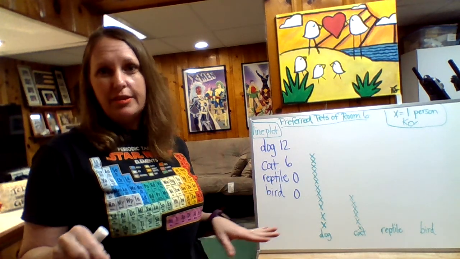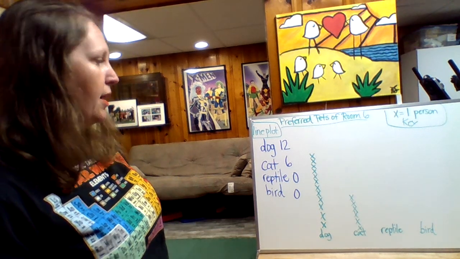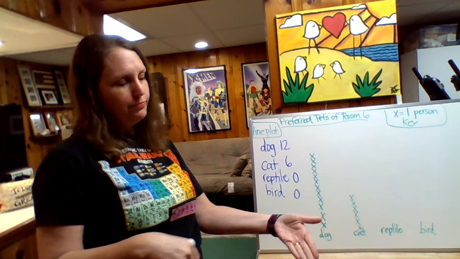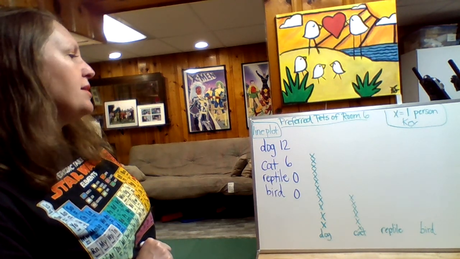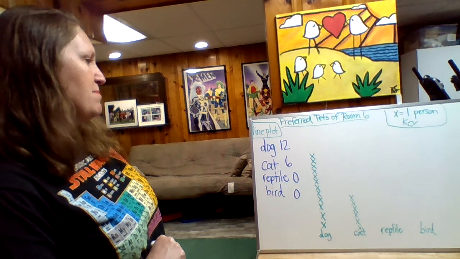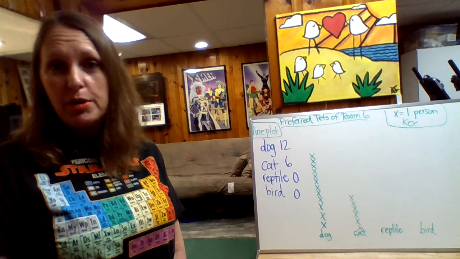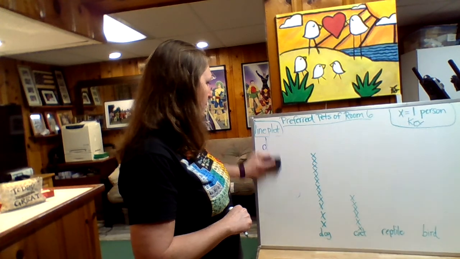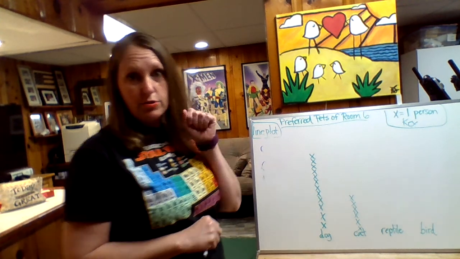Now it's ready for us to ask some questions, such as, how many more people prefer to have a dog rather than a cat? You can answer that. I could say, how many people chose a bird? How many people chose a reptile? How many people chose a dog? How many people were surveyed? If you didn't have this information now, you would simply count all of the X's to answer that question.